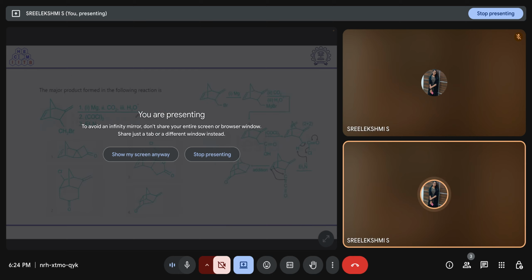The next question, the major product formed in the following reaction is, so this compound upon treatment with magnesium in the first step, then carbon dioxide and hydrolysis, and then in the second step oxalyl chloride, and in the third step triethylamine, which will be the product which we will be getting if we are treating this compound under all these conditions.